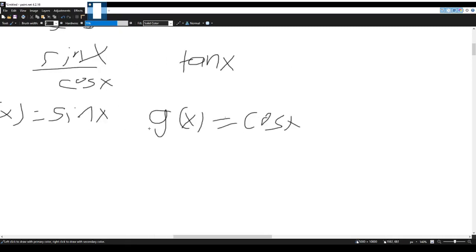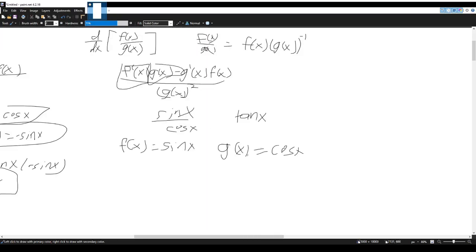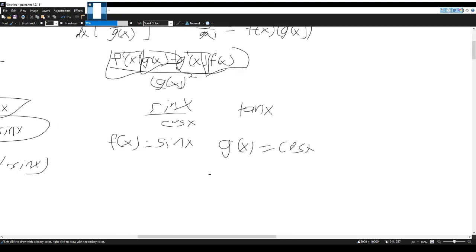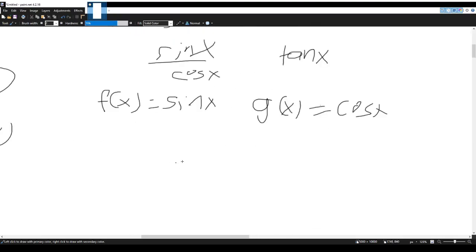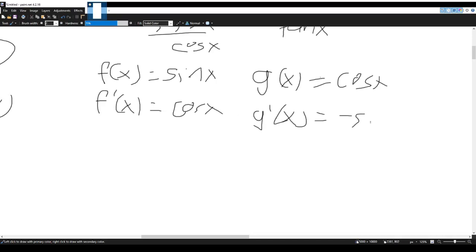So now what do we need? Same thing as the other one. We're going to need f prime, we're going to need g, which we already have, we're going to need g prime, and we're going to need f, which we already have. Then we're going to need just g squared. But of course, that's basically just g. So we need the derivative of both of these. So of course, f prime of x equals cosine x, and g prime of x equals negative sine x.